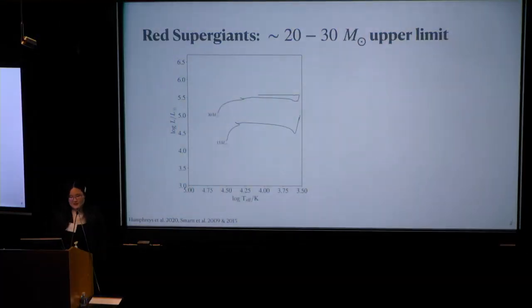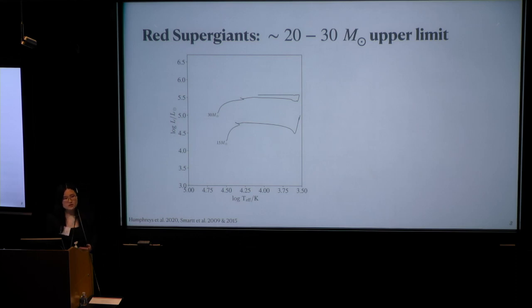All right, so observationally, one type of massive star we observe is called red supergiants. There's an interesting observational limit of 20 to 30 solar masses. We don't really observe red supergiants more massive than 20 to 30 solar masses.